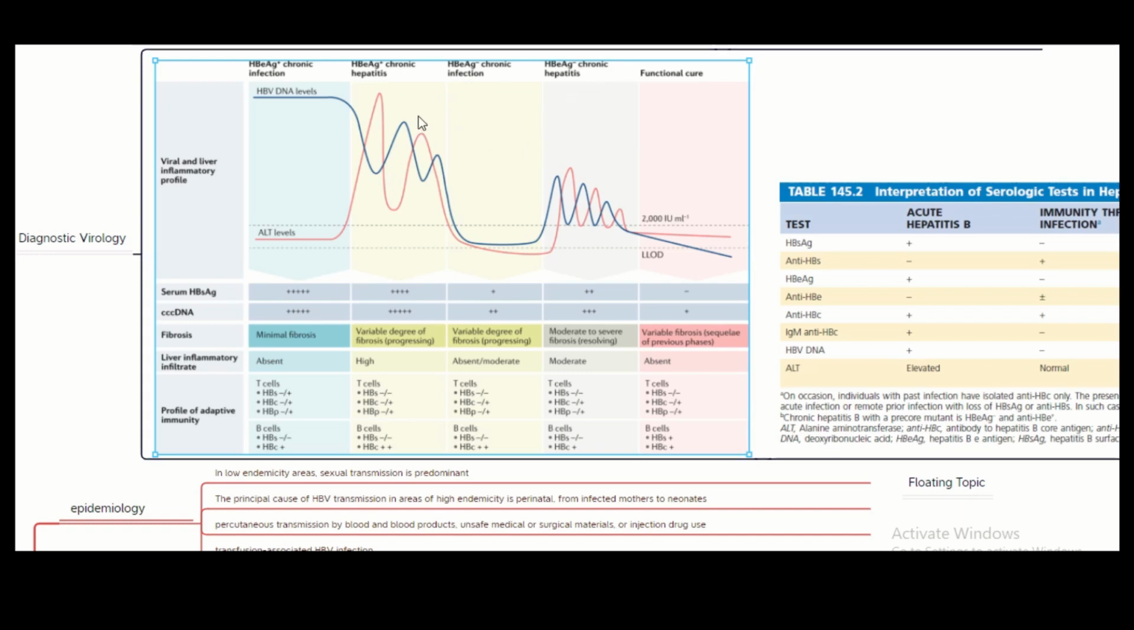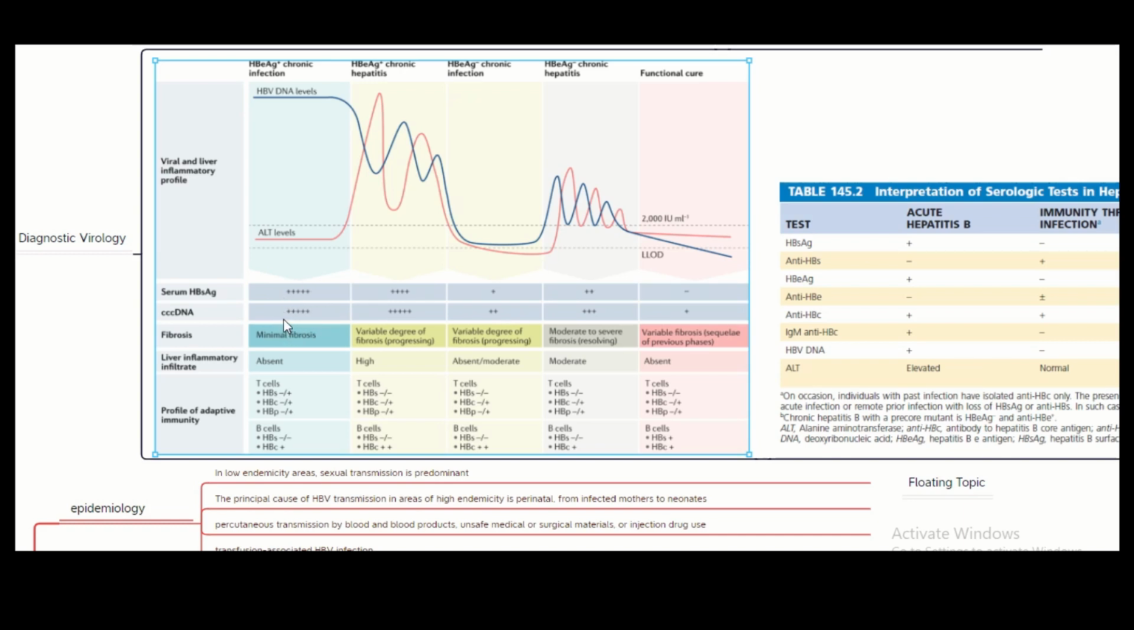And within the new classification, we have to differentiate between chronic infection and chronic hepatitis. In old books, chronic infection used to mean immune tolerant, and chronic hepatitis used to mean immune elimination phase. Now, this is the new nomenclature. This is the new classification type.